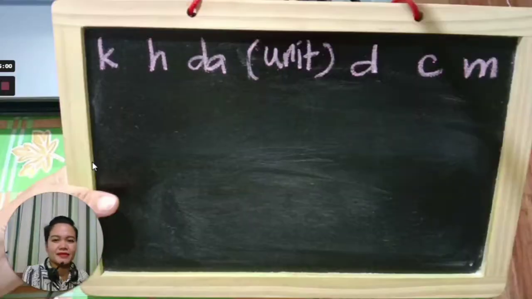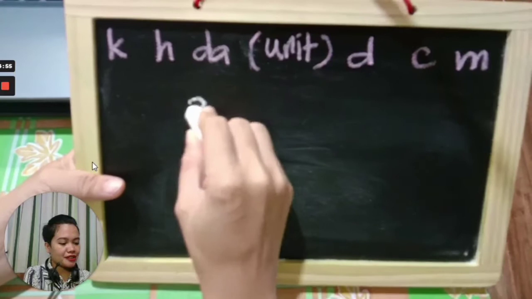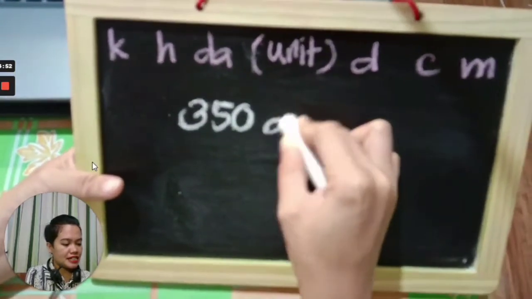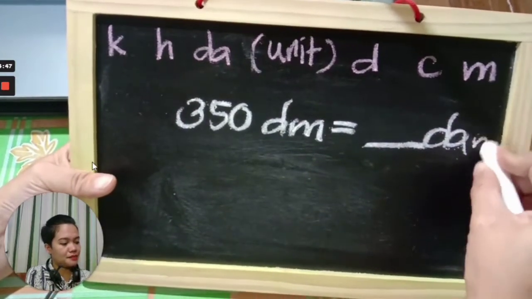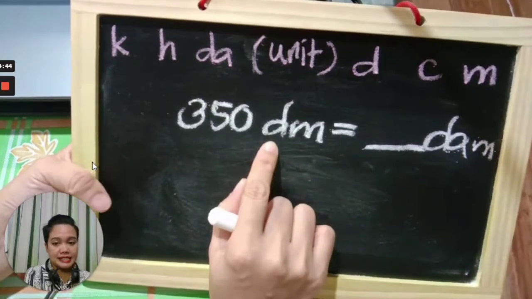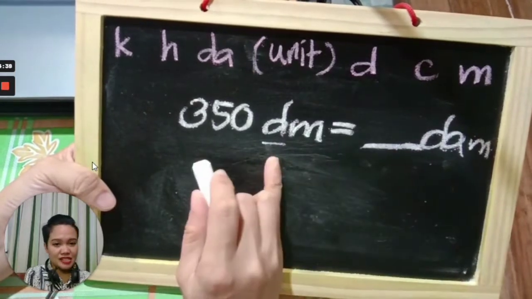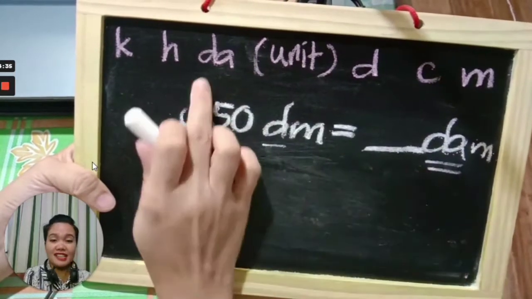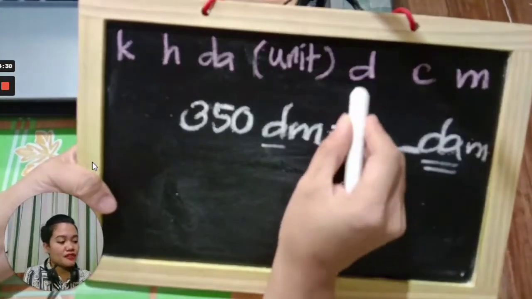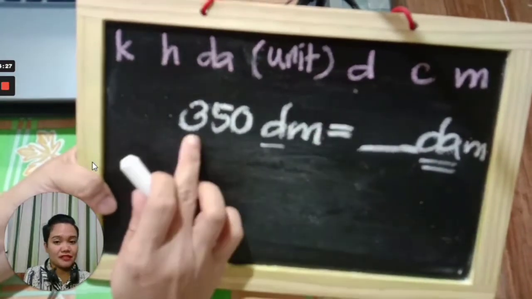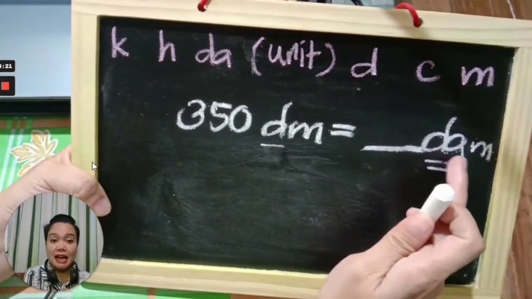Alright, for another example, we'll be having 350 dm, how long is that in DAM? So we have to figure out what D is and what DA is. Obviously D is our deci, which is the given, and DA is our deca, which is what we need to convert the value into. So from deci, because we have 350 decimeter, how long will that be in decameter?